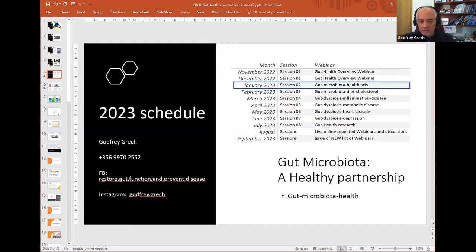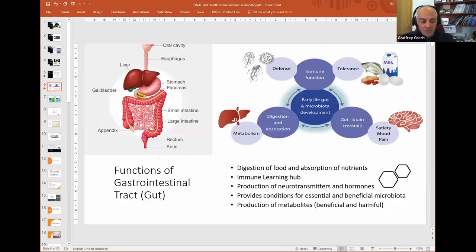Good. So in January, session 2 is about gut microbiota health access. This particular series, the main title is Gut Microbiota, a Healthy Partnership. We'll be talking about bacteria in the gut, which are beneficial and also essential, not only beneficial, they are essential for our health.